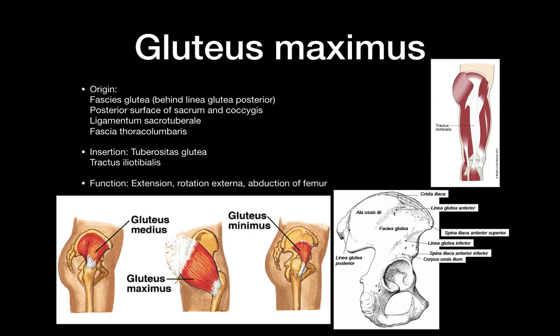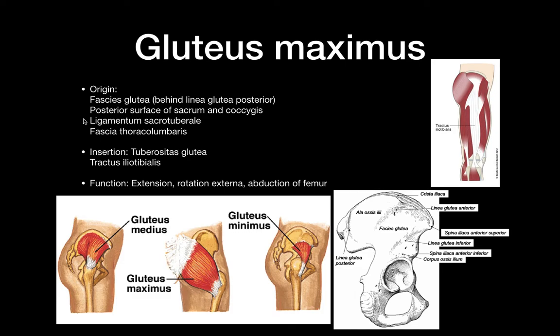So we'll start with Gluteus Maximus. Gluteus Maximus actually has different origin points. It's going to first originate from Facies Glutea. If you remember where Facies Glutea is, it's going to be right about here, as you see in these pictures, or here. And more specifically, it's going to originate behind linea glutea posterior. So if this is linea glutea anterior, this is linea glutea posterior, and this is where it's going to originate from. It's also going to originate from the posterior surface of the sacrum and coccyx. And you see here, this is the sacrum and coccyx. You can't really see it in this picture, but it's attached there.